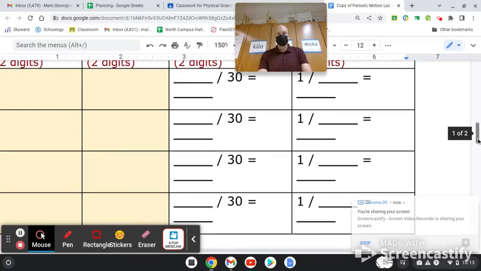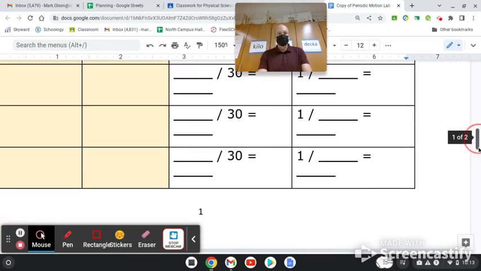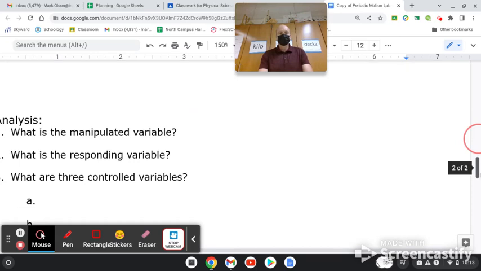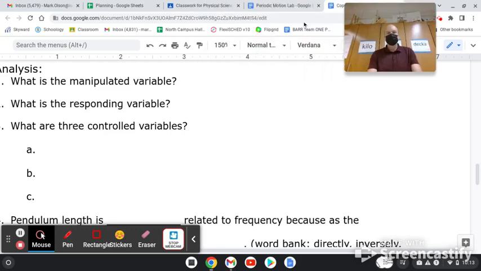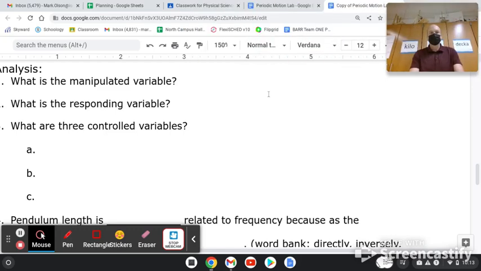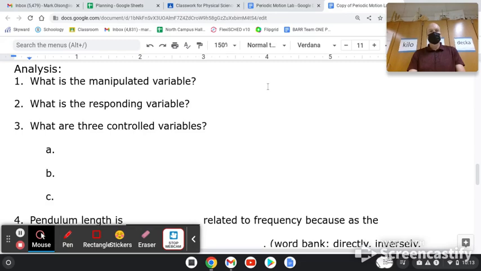All right, so hopefully you collected your data here, and you can look at that to answer the questions. So the manipulated variable, if you remember, is the one that the experimenter, that's us, changes on purpose. So for our ones, it was the length of the pendulum. That was our manipulated variable.